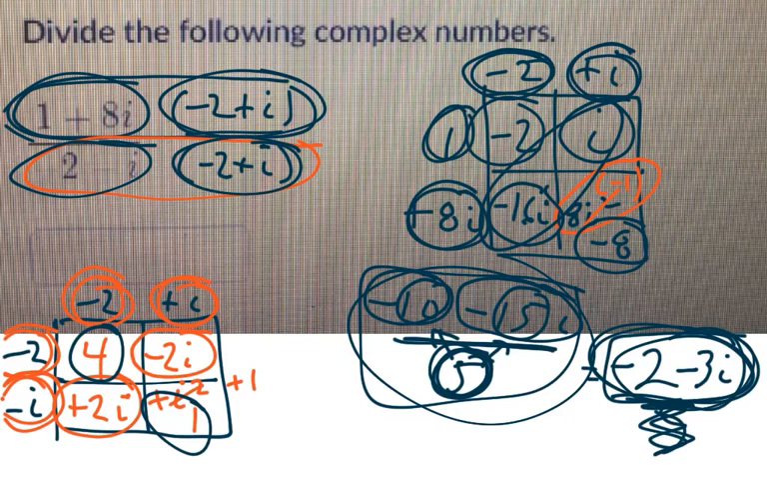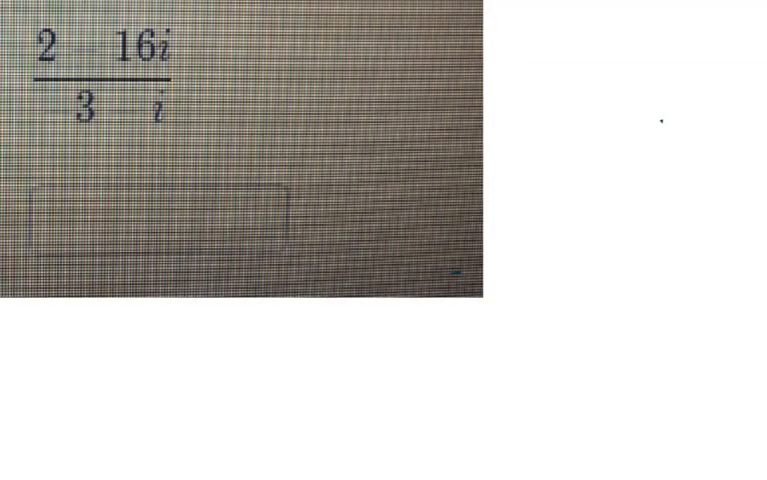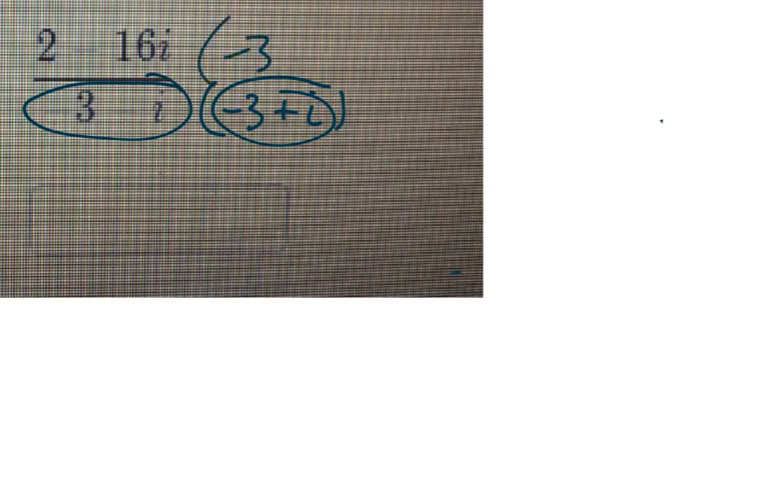And by the way, guys, use a calculator because Mr. Khan does give you bigger numbers. So use a calculator to help you. All right, let's look at this one. Does everyone agree? We're going to times by negative 3 plus i. This is the conjugate of that. Negative 3, all I'm doing is changing the sign of the i.